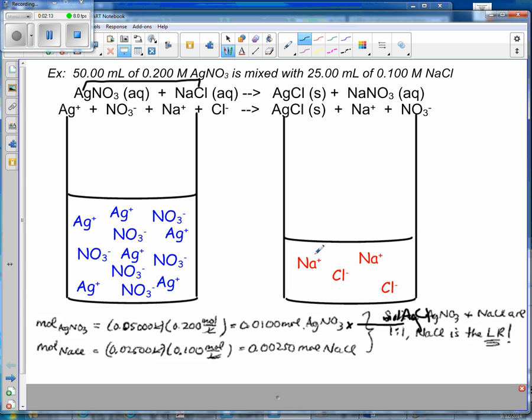And that's how I came up with these pictures. I knew that I had more silver nitrate than I did sodium chloride. And of course, this represents the volumes of the two solutions, 50 milliliters versus 25. Notice that they're both strong electrolytes, so the ions are dissociated.